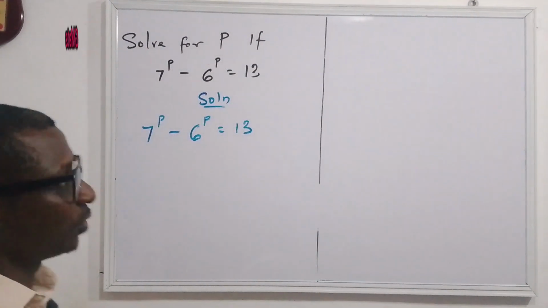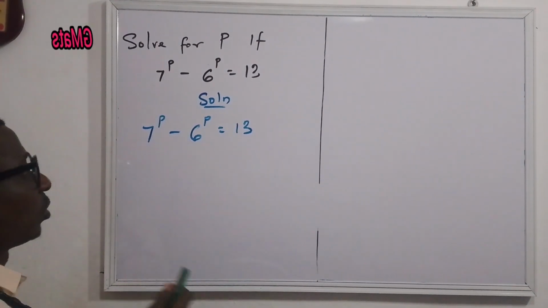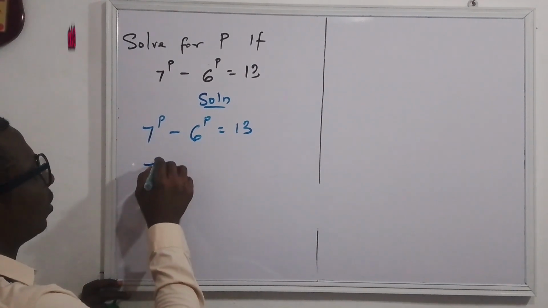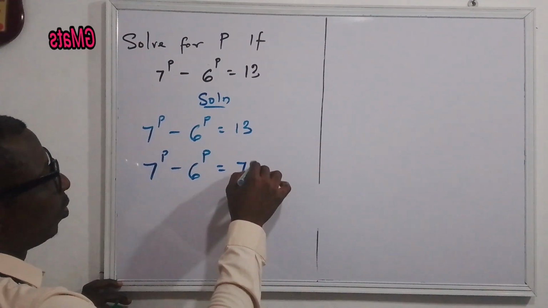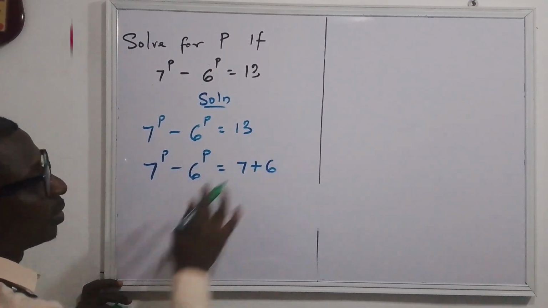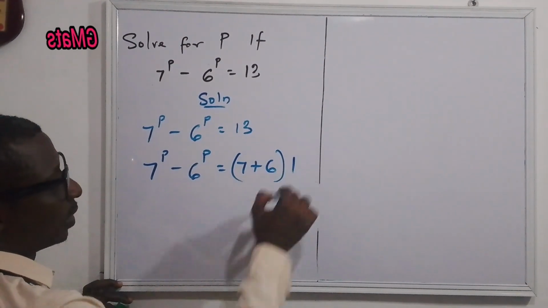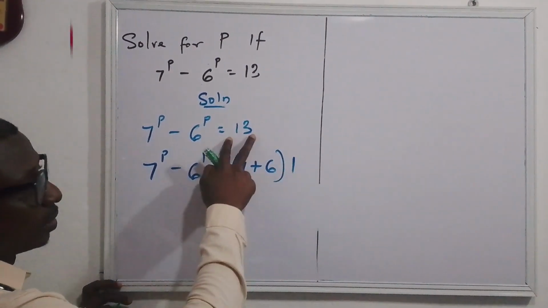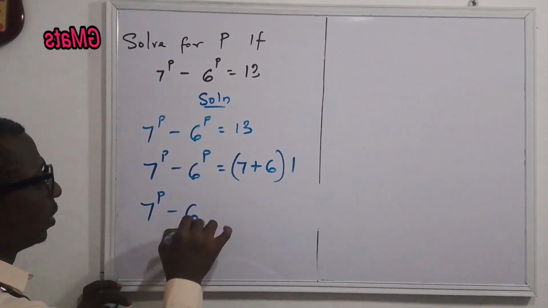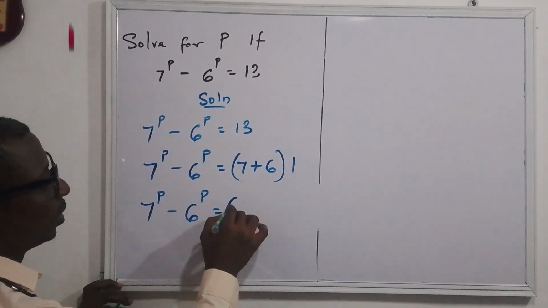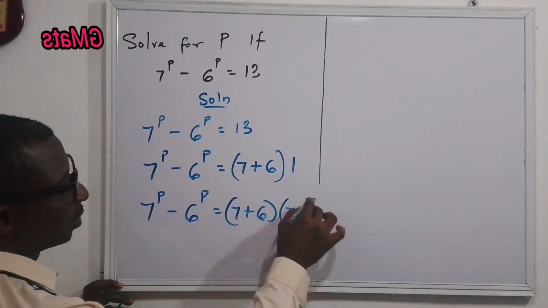Alright, so I find a way of expressing this 13 in terms of 7 and 6. So I have 7^p - 6^p equals 7 plus 6. That's the same thing as 13. And don't forget, this is also the same thing as times 1. 13 times 1 is still the same thing as 13. So I have 7^p - 6^p equals 7 plus 6 and 7 minus 6.